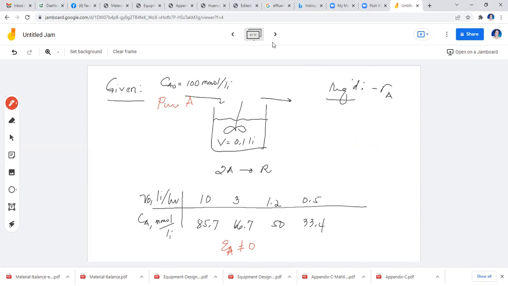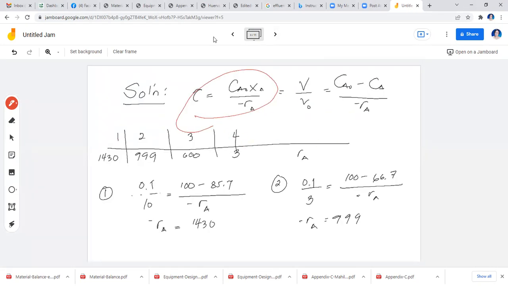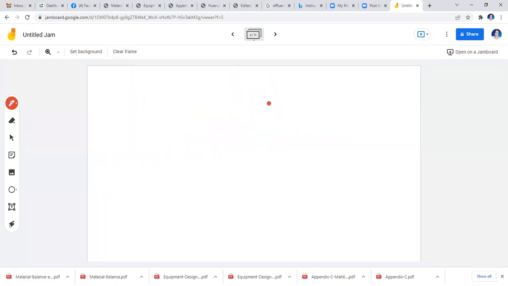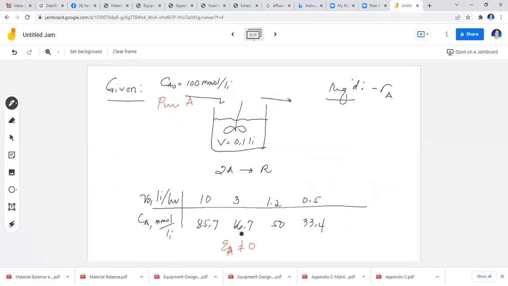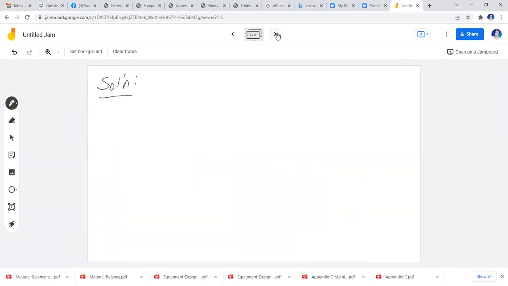Okay? Now in our solution, this is our solution, and this is the original formula that we used in determining the tau. Now we will use a different formula this time because we need to consider the linear relationship between conversion and changes in the volume. So I will clear the frame here. Okay, so we'll have a new solution for this one. So before we do any computation, since we already indicated that our system is not constant density, we right away determine the fractional change in the volume.